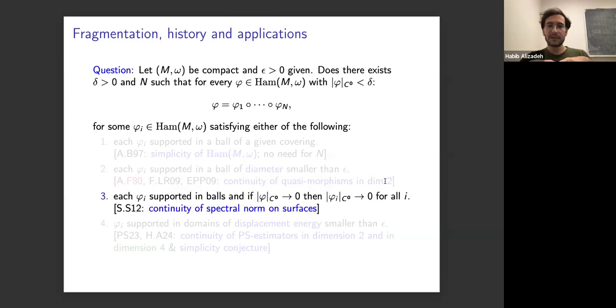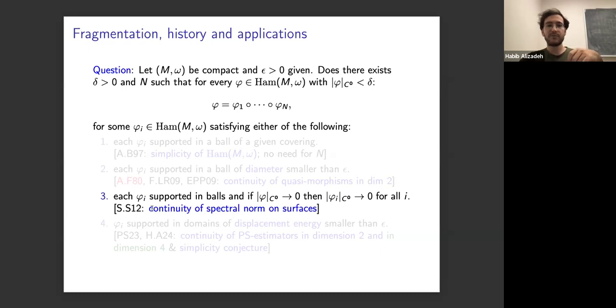Okay. The next type of fragmentation that one would like to do is that these phi i's are supported in balls, it doesn't matter the size of the ball, or it's just being supported in a symplectic ball. And then what is important is that when phi gets closer to identity, these phi i's also get close to identity in C0 topology. And such a fragmentation would have interesting application. For instance, Seyfaddini proved continuity of spectral norm on surfaces using such a fragmentation.